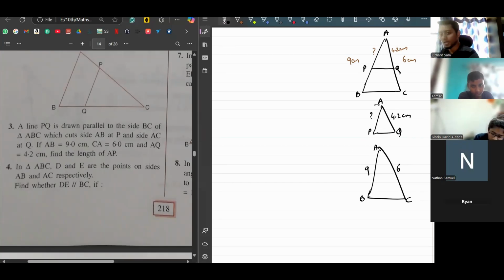What's the theorem? AP upon AB is equal to, which is not required, which is also equal to AQ upon AC. So we're taking only the required ratios, this side and this side, cross multiplying and finding the missing value. All right, do it. Any doubt, please ask.